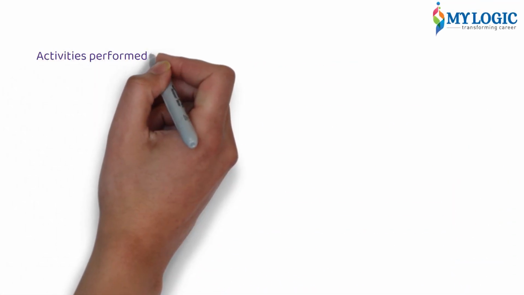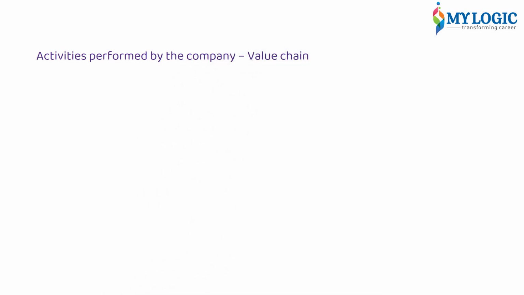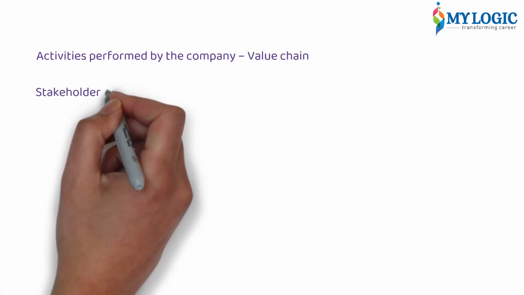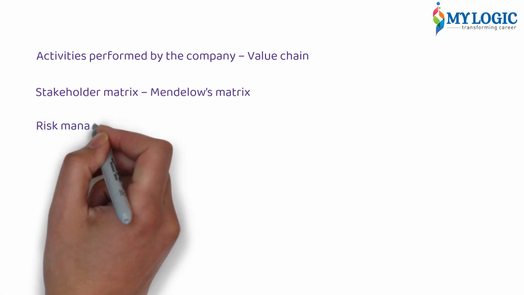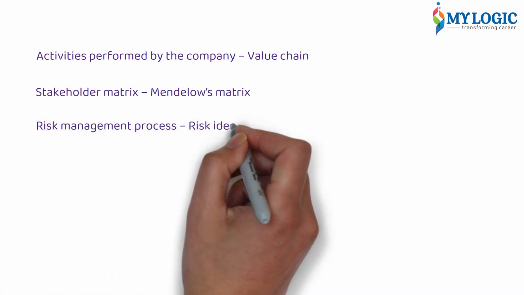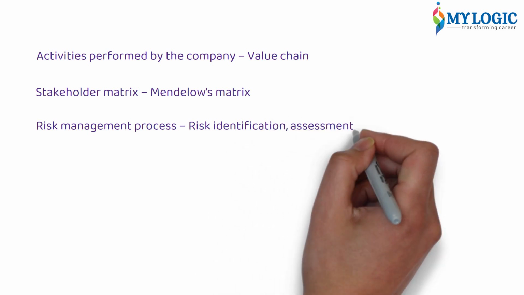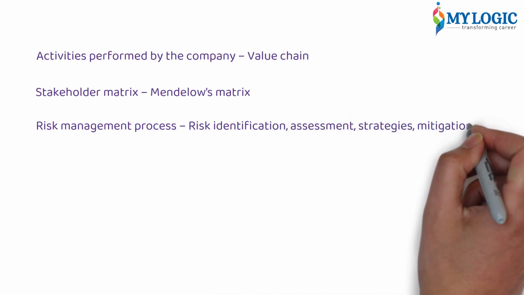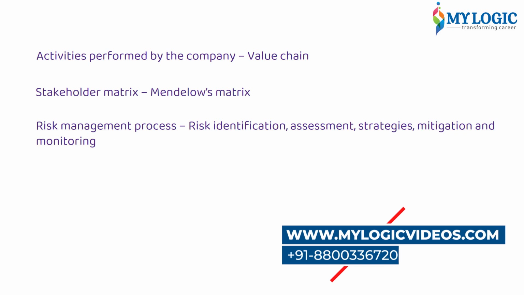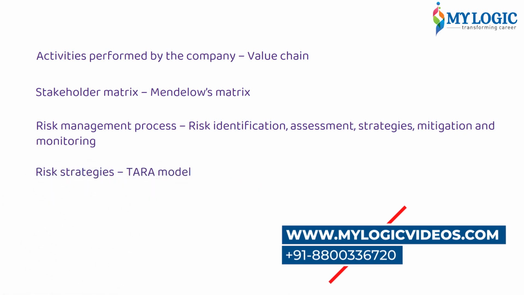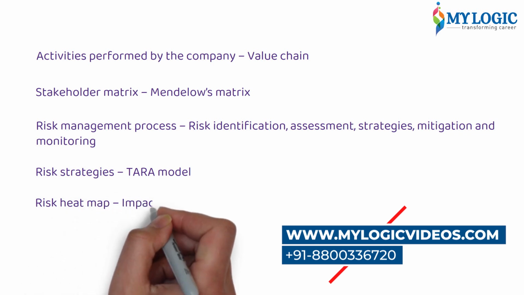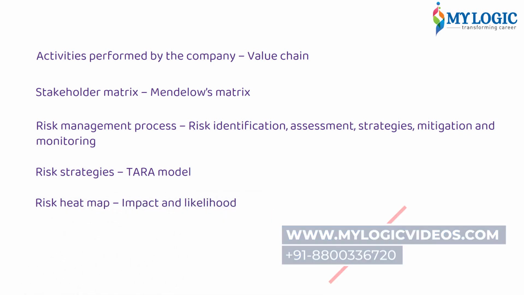Activities performed by the company, value chain. Stakeholder matrix, Mendelow's matrix. Risk management process, risk identification, assessment, strategies, mitigation and monitoring. Risk strategies, TARA model. Risk heat map, impact and likelihood.